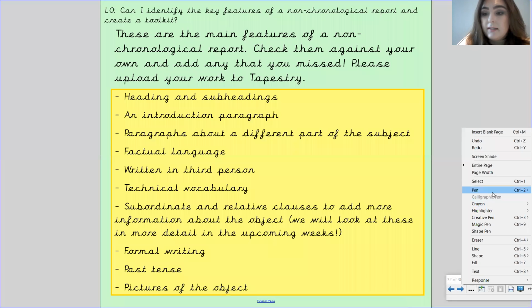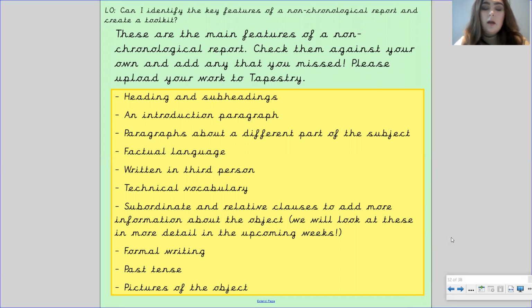Next, we've got that it is written in third person. I wonder if you can remember what first, second, and third person is. Pause the video to have a think.